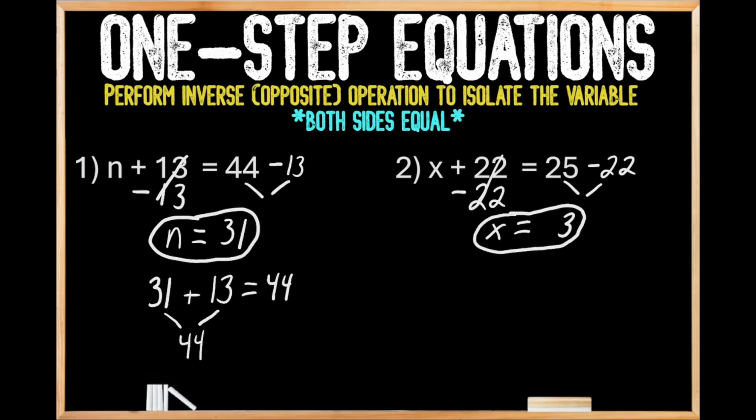And again, if we want to double check this, we can simply just plug in the value for x and then work through the calculation. So we have 3 plus 22 equals 25. And when we add 3 and 22, it does give us 25. So that means that x does equal 3.